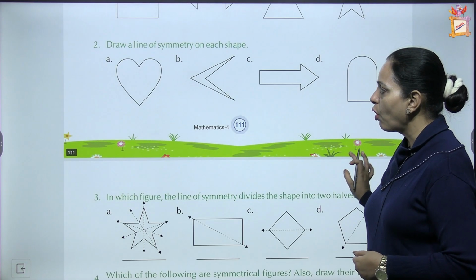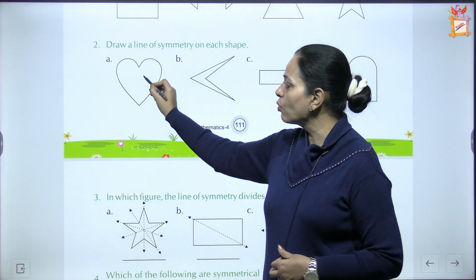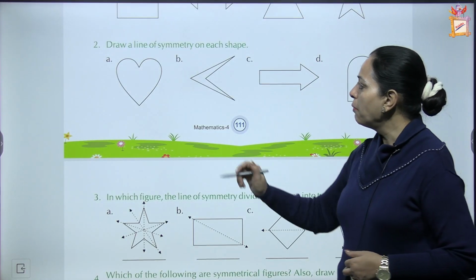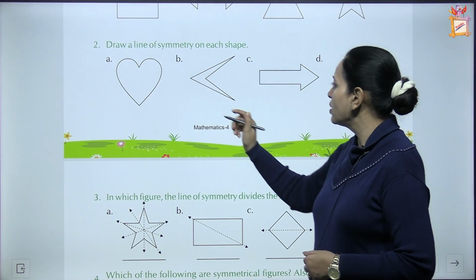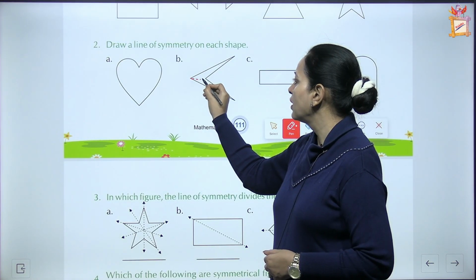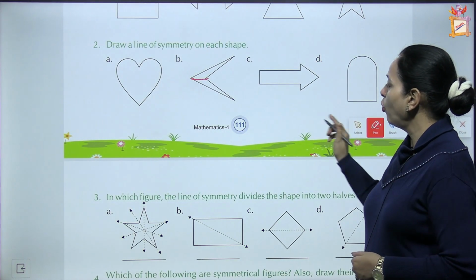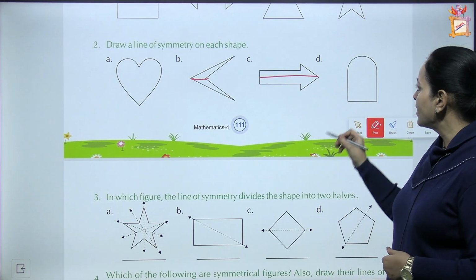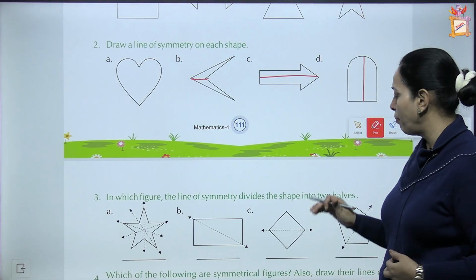Now the second one, draw a line of symmetry on each shape. This one is a heart, so this vertical line, we will take a line in the center. B part, how can you take? You will take a horizontal line like this. This is the line of symmetry. Similarly in the arrow, what will you take? Horizontal line. Okay. Similarly in D you will take a vertical line. It depends on the shape, right?